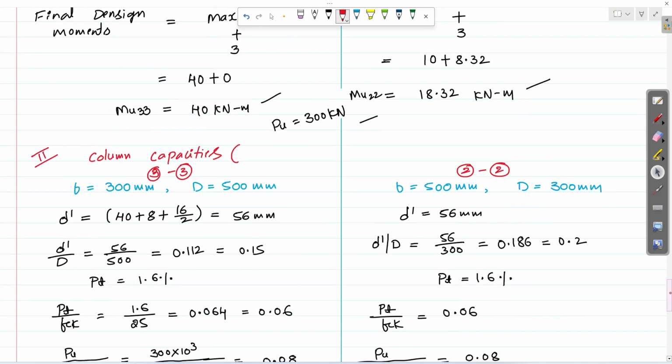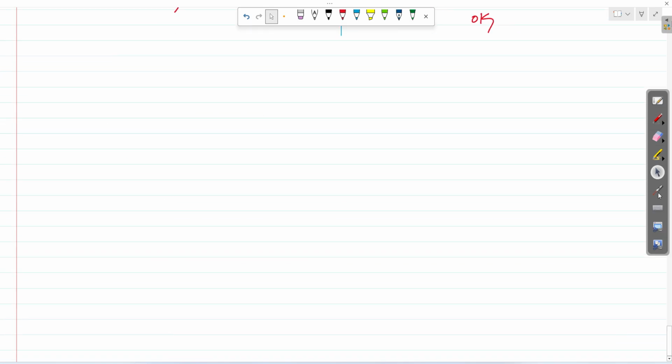So this step is nothing but the uniaxial moment capacity of the section about the 33 and 22 axis. Okay. So in the next step, we shall calculate the interaction ratio.